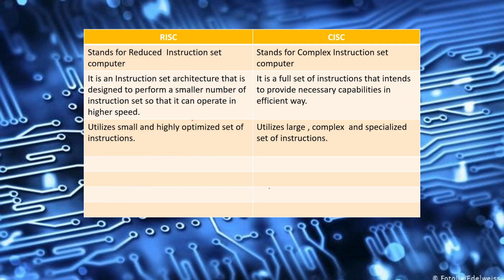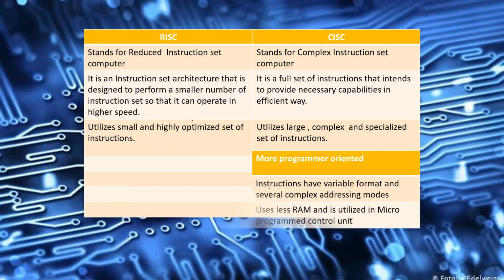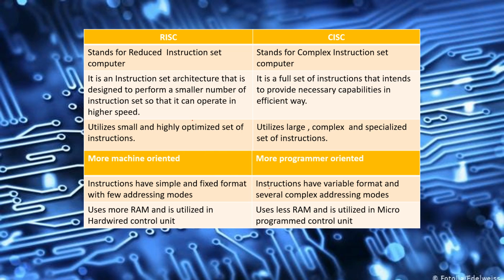Now first see the difference between RISC and CISC. The first difference is that RISC stands for Reduced Instruction Set Computers and CISC stands for Complex Instruction Set Computers. Then the next difference is the instruction set. In case of RISC, it is an instruction set architecture that is designed to perform a smaller number of instructions so that it can operate at higher speed. And in the case of CISC, it is a full set of instructions that intends to provide necessary capabilities in an efficient way.